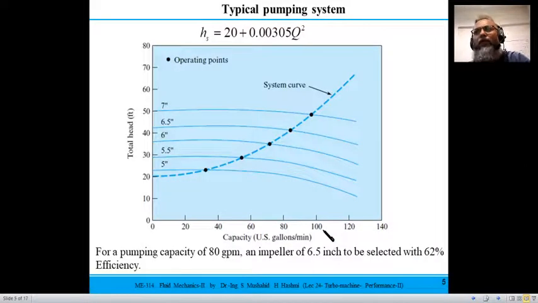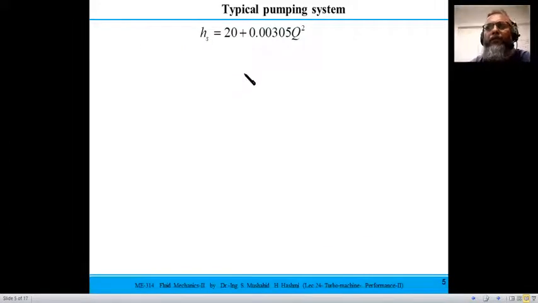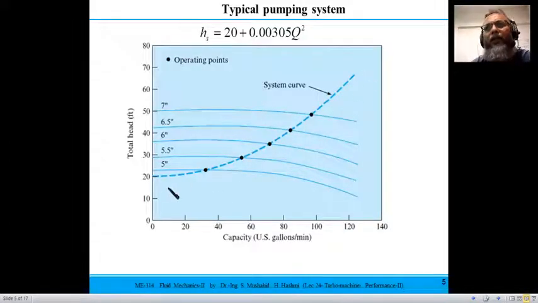So you draw the system curve onto these performance curves. You will be able to get different operating points. For example, for the 5 inch impeller, you will be able to get less than 40 gallons per minute of flow rate with the head slightly greater than 20 feet. And similarly for the 5.5 inch impeller diameter, you could have this. Let's say if we need an 80 gallon per minute requirement, it is lying between 6 inch and 6.5 inch.